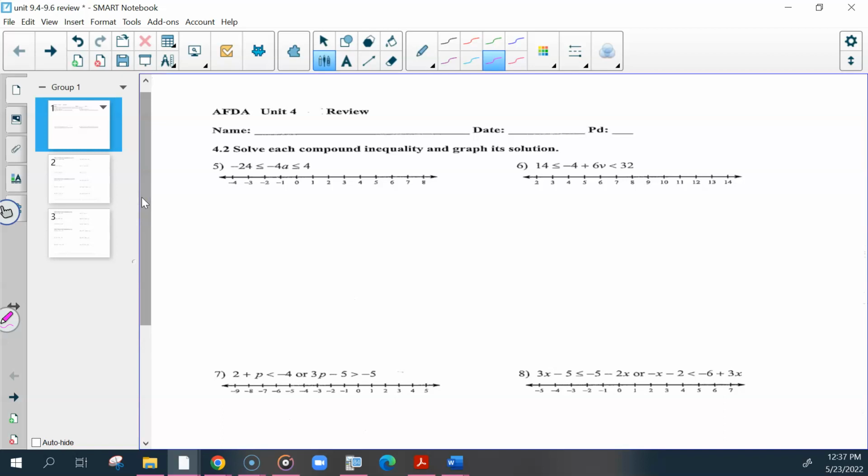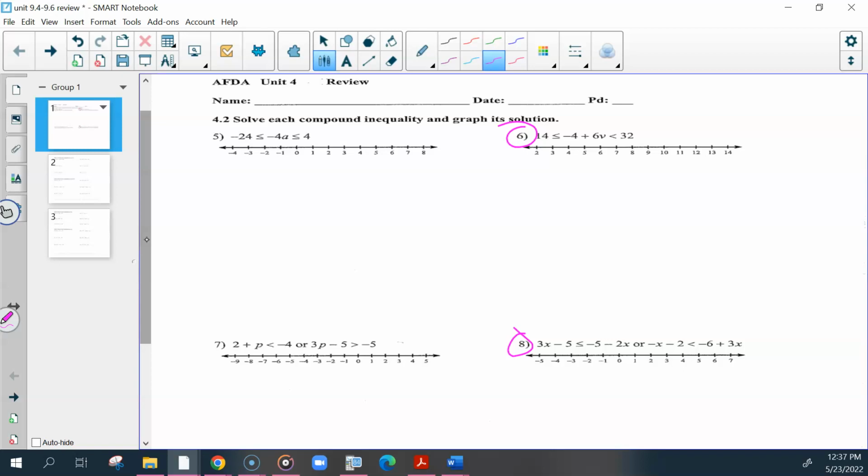Number 6. All of my phones down. That's okay. We're going to start with number 6. I'm going to rewrite this so it's a little bit bigger, and I have more space for it.